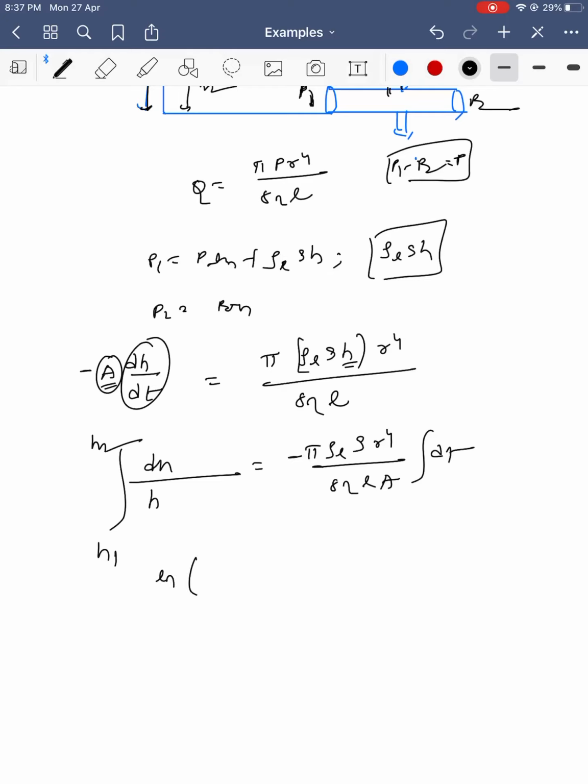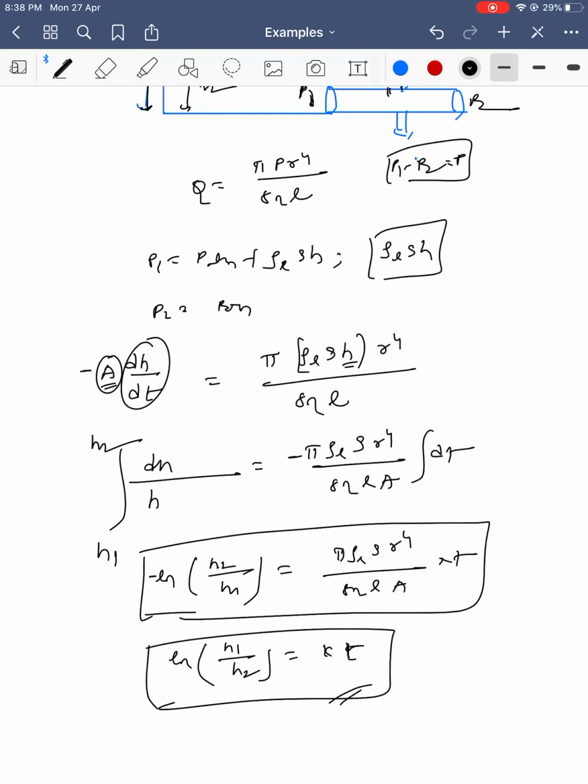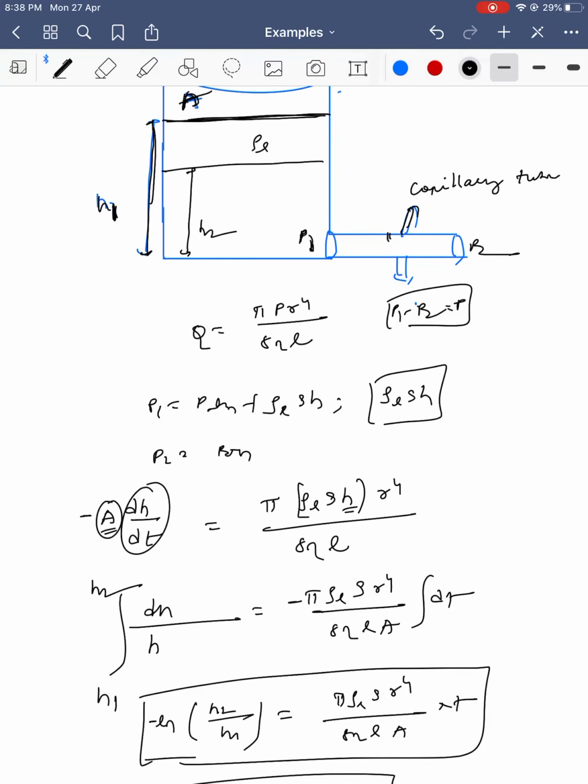So ln H2 by H1 is equal to minus pi rho L g r⁴ by 8 nu L A into t. Why the minus sign? Which is greater? If the minus sign is given, then ln of H1 by H2 will be there, pi rho L g r⁴ by 8 nu L A, a constant, some constant K into time. This is the time it takes to change the height from H1 to H2. They cannot ask how much time it takes to empty, because H becomes 0 and ln 0 is undefined.